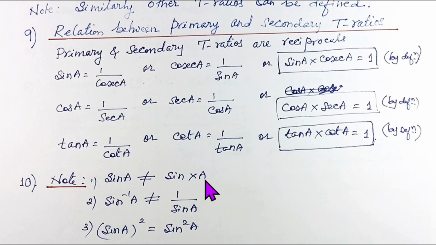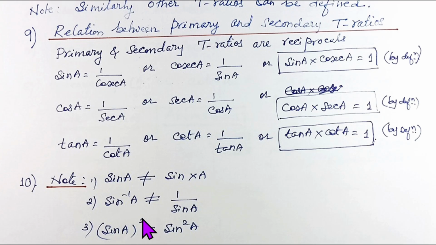And also remember, sin A does not mean it is a product of sine and A. No, it is not a product. It is a trigonometric ratio, sine, with respect to an acute angle A. And also sine raised to minus 1 A is not equal to 1 upon sine A. Sine raised to minus 1 A is an inverse sine ratio which is studied in higher classes.